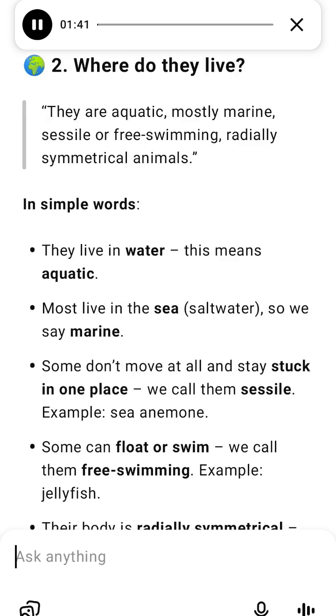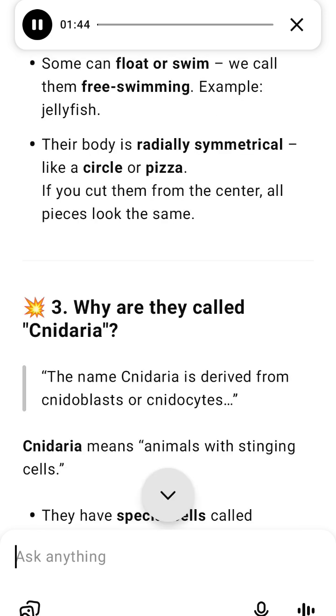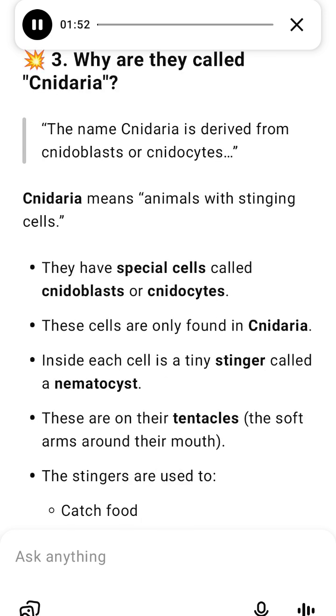2 types of digestion. 1 extracellular. Digestion starts outside the body cells in the cavity. 2 intracellular. Then the partly digested food goes into cells to finish digestion.